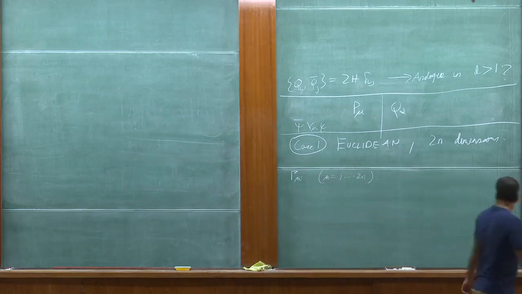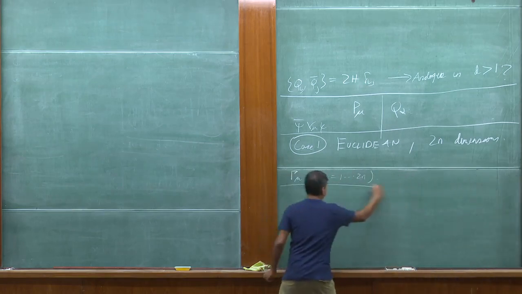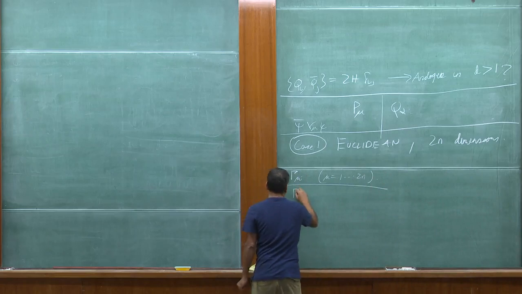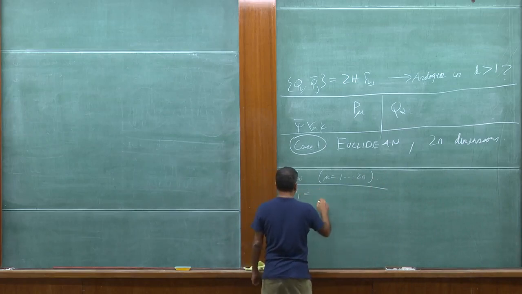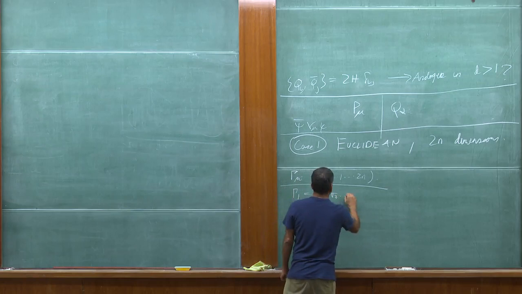Now there is a simple canonical construction of these gamma matrices, which goes as follows. Consider gamma 1 to be equal to sigma 1 tensor sigma 3 tensor sigma 3.